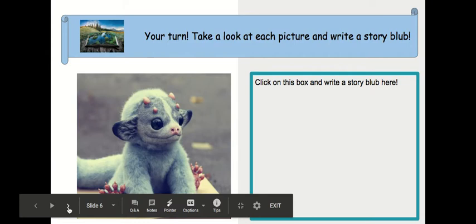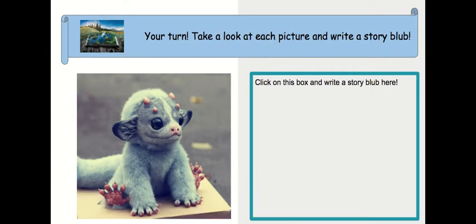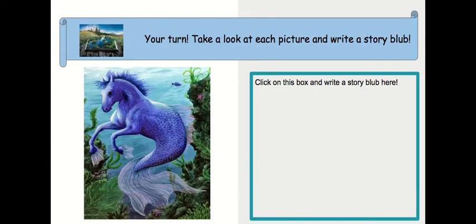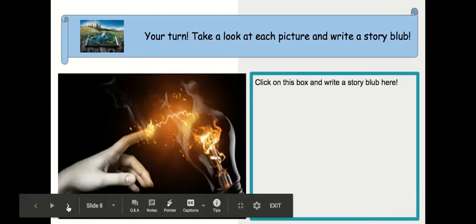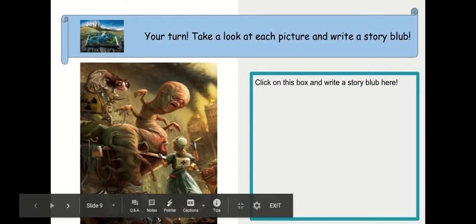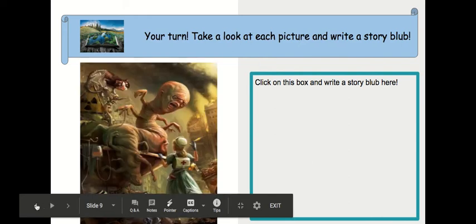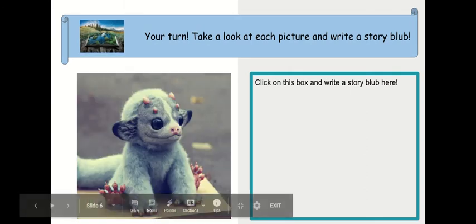Now let's take a look at some of the story blurbs you can select. Remember, boys and girls, you are selecting 2, only 2. Here's the first one, the cute little creature like Baby Yoda, a unicorn, a human touching a light bulb, a scary monster creature, a horse or dragons. So those are your choices. Remember, boys and girls, to pick 2.